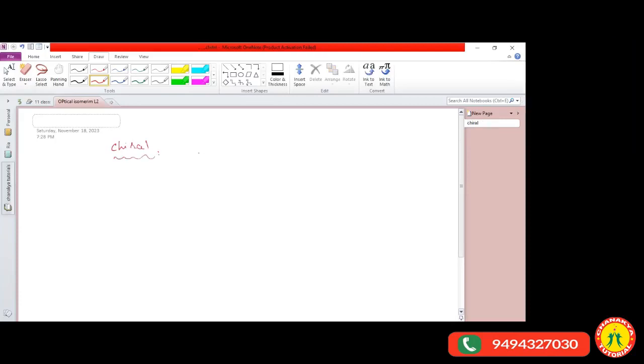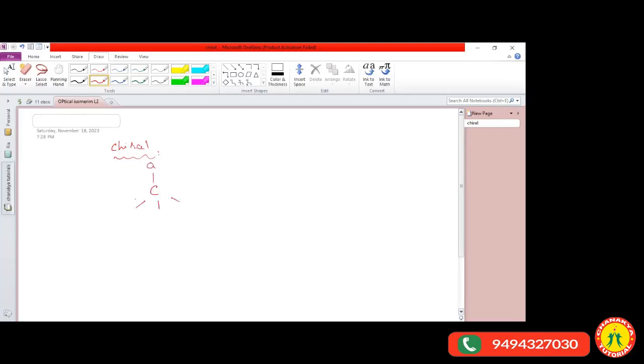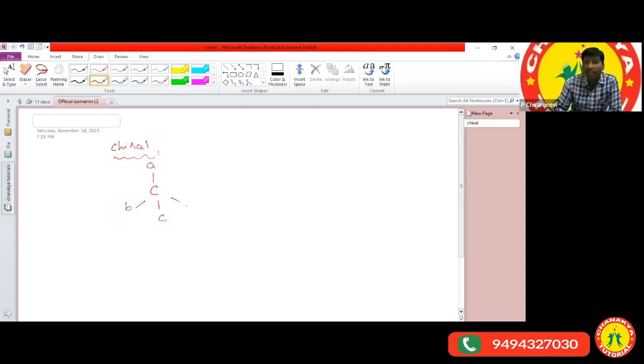Asymmetric carbon, sir. The chiral carbon we can also call asymmetric. Asymmetric is nothing but the carbon which is attached with four different atoms or groups of atoms, called chiral. Then what about achiral? Achiral means the carbon which has a symmetry. That means the carbon which is attached with identical atoms is called achiral.